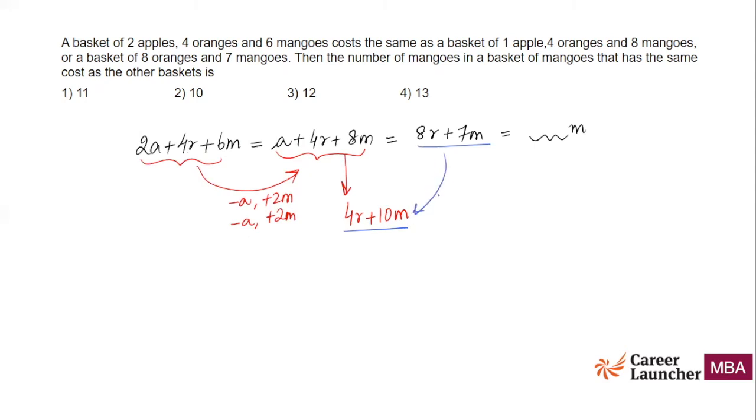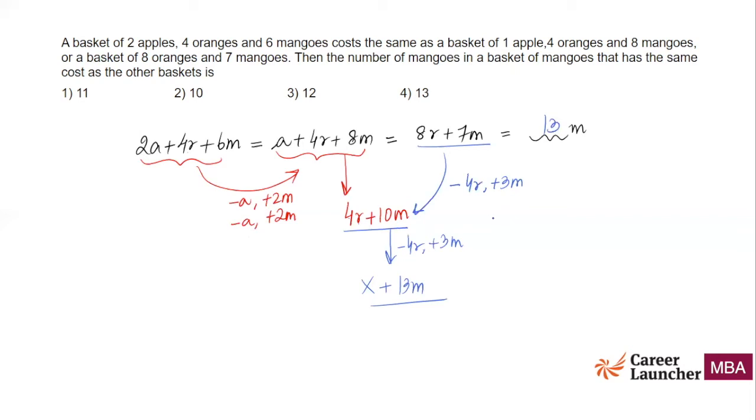So if we compare these two, what we see is if I decrease 4R, M increases by 3, right? 8R becomes 4R. So oranges were 4 less, while mangoes increased by 3. So if I do the same thing again, if I decrease R by 4R, the first term, and 3M increase, so this 4R will change to nothing, and you will have 13M. So the price remains same.